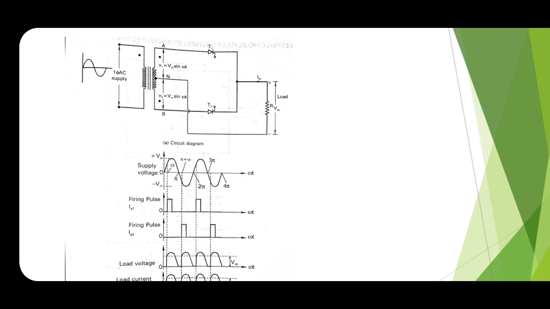In the waveforms we can also see the supply voltage and the firing pulses. Since we are using two thyristors, there are two types of firing pulses, then the load voltage and load current. So let us understand the working of this single phase midpoint controlled rectifier.